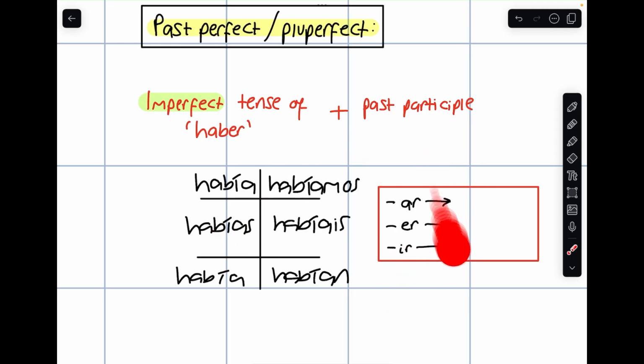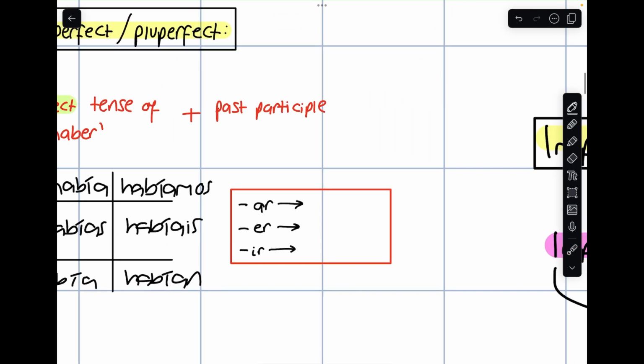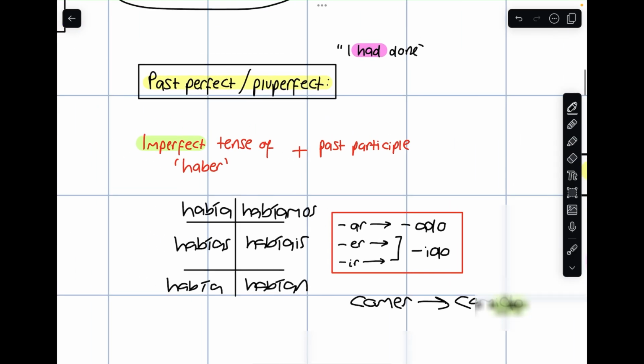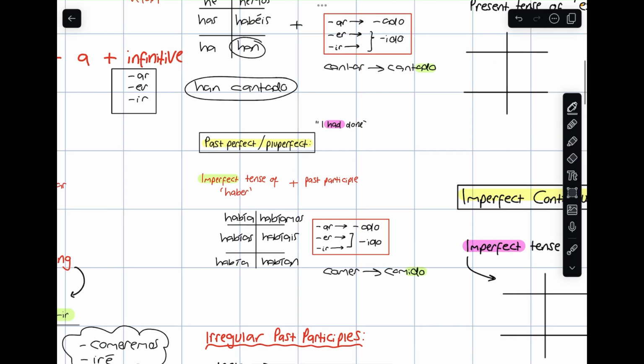Now the past participle is formed in the exact same way as we just saw with the perfect tense. So for AR verbs, we take off the AR and add on ado. And for the ER and IR verbs, we take off the ending and add on ido. So for example, comer would become comido. So we take off the ending, the ER, and add on the ido. And that is my past participle.